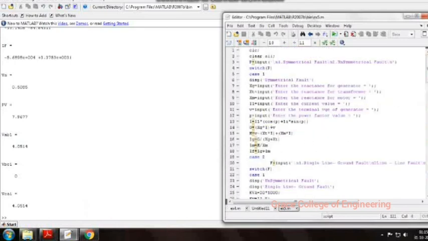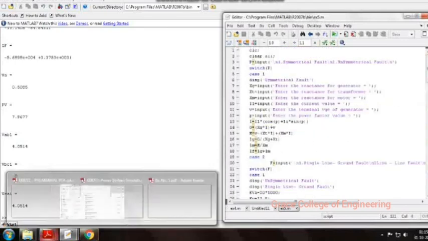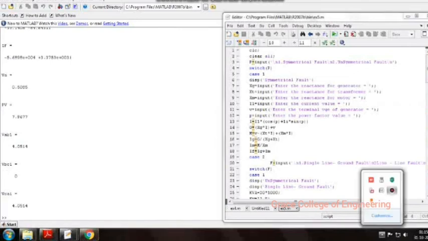Thus, for the different types of fault, we can get the output in the same program.